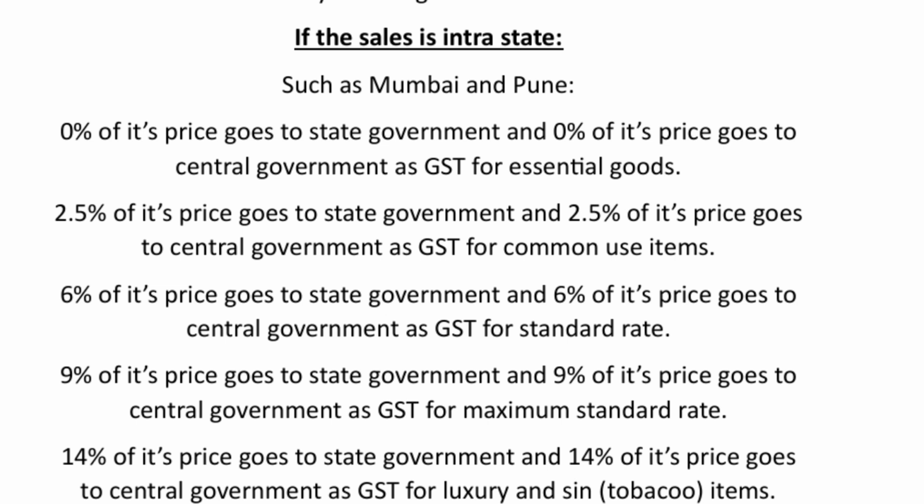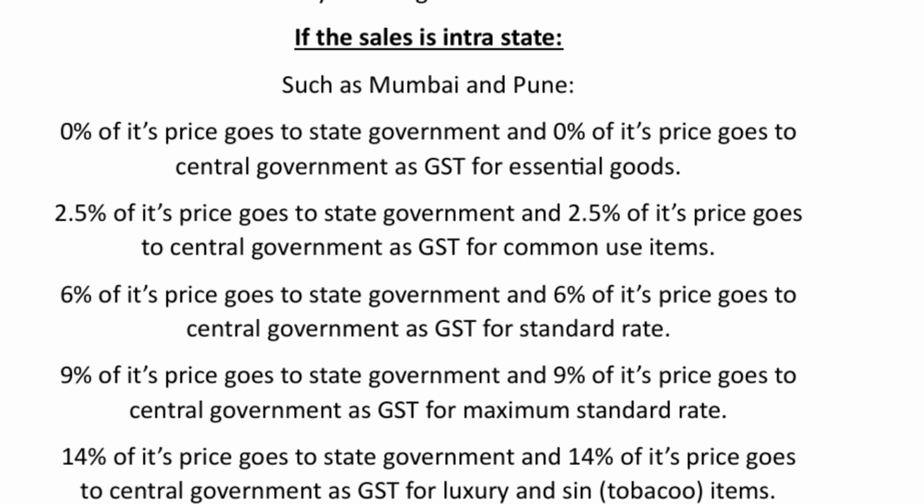Now, if the sale is intrastate, such as Mumbai and Pune, we know both are in Maharashtra, 0% of its price goes to the state government and 0% of its price goes to the central government if it's an essential item like medicine. Half of that, 2.5%, goes to the state government and 2.5% goes to the central government if it is a common use item.